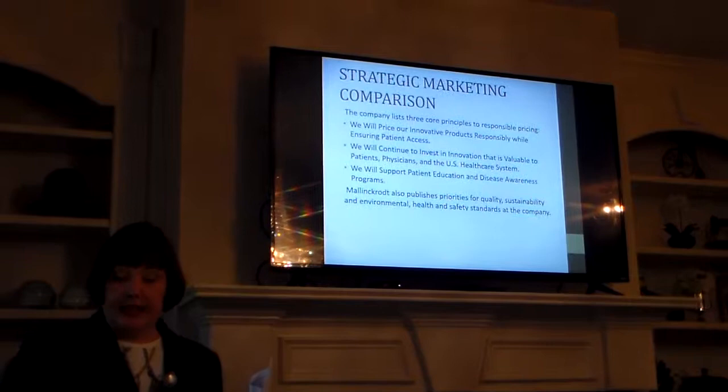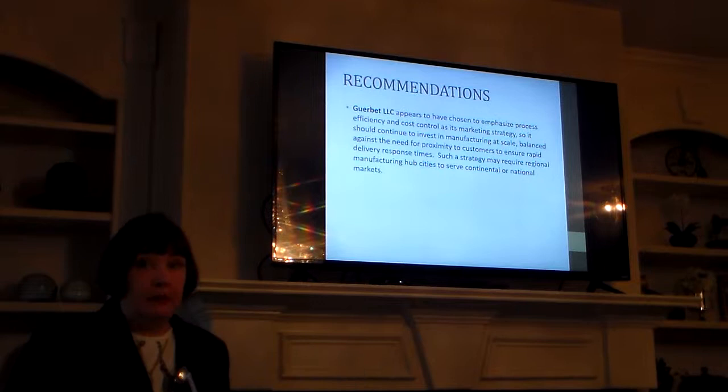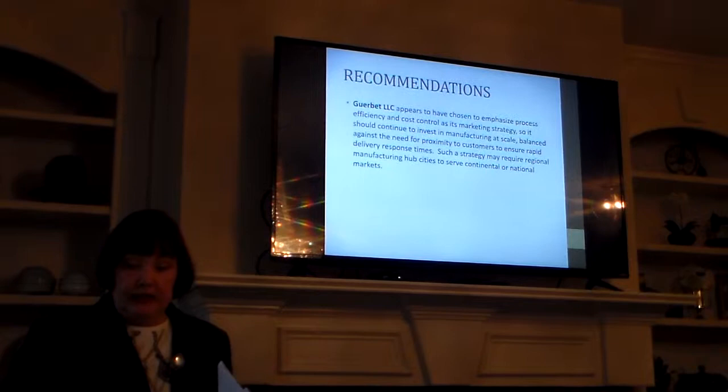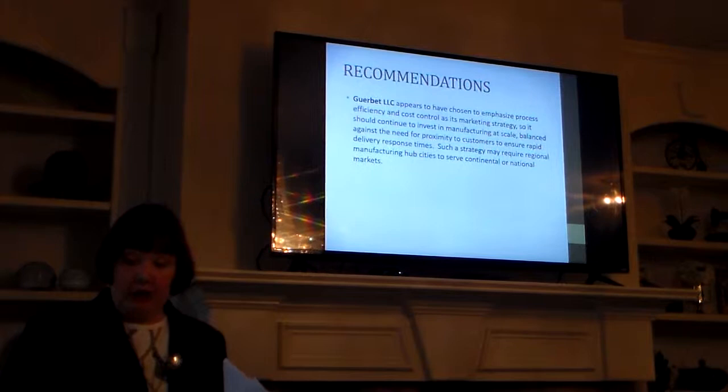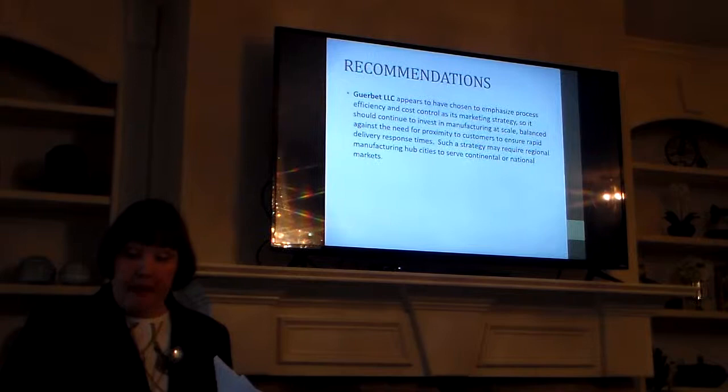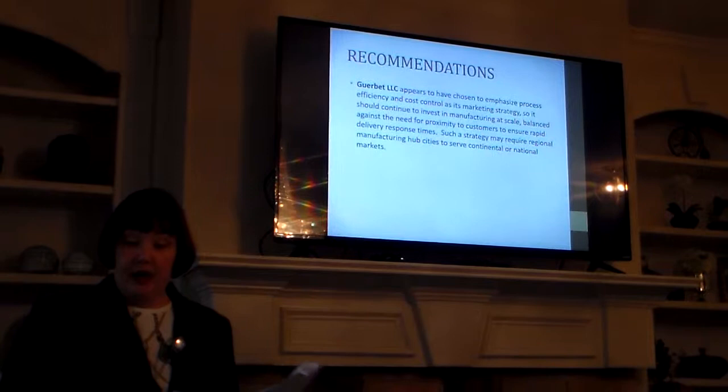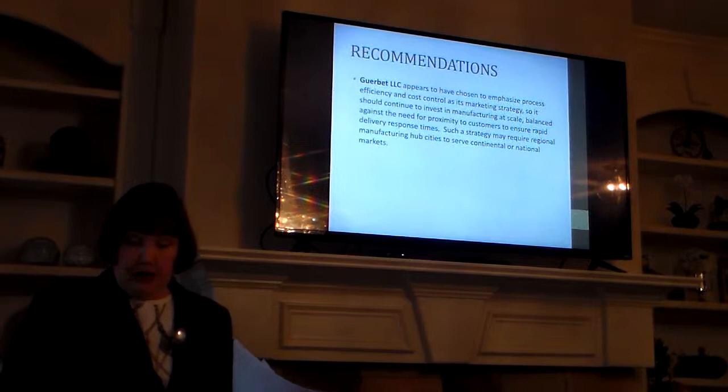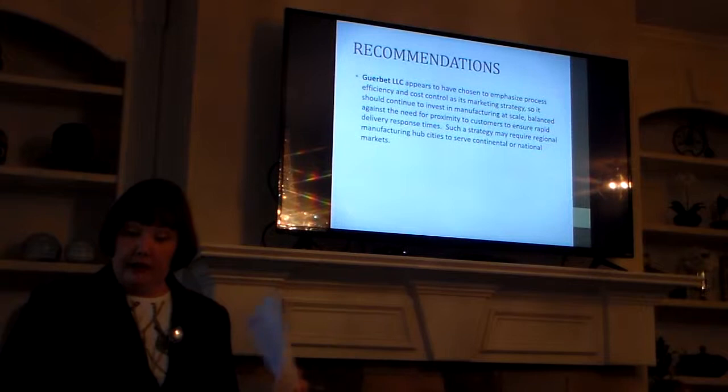What kind of recommendations can we make for those great companies? Gerber appears to have chosen to emphasize process efficiency and cost control in its marketing strategy. So it should continue to invest in manufacturing at scale, balanced against the need for proximity to customers to ensure rapid delivery and response time. Such a strategy may require regional manufacturing hub cities to serve continental or national markets.